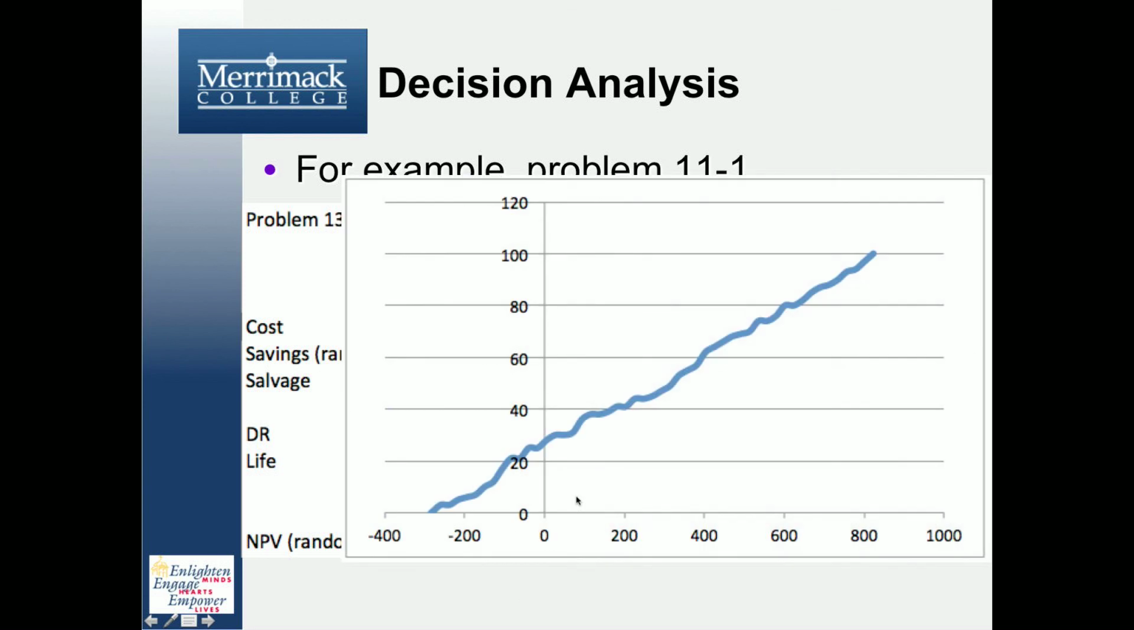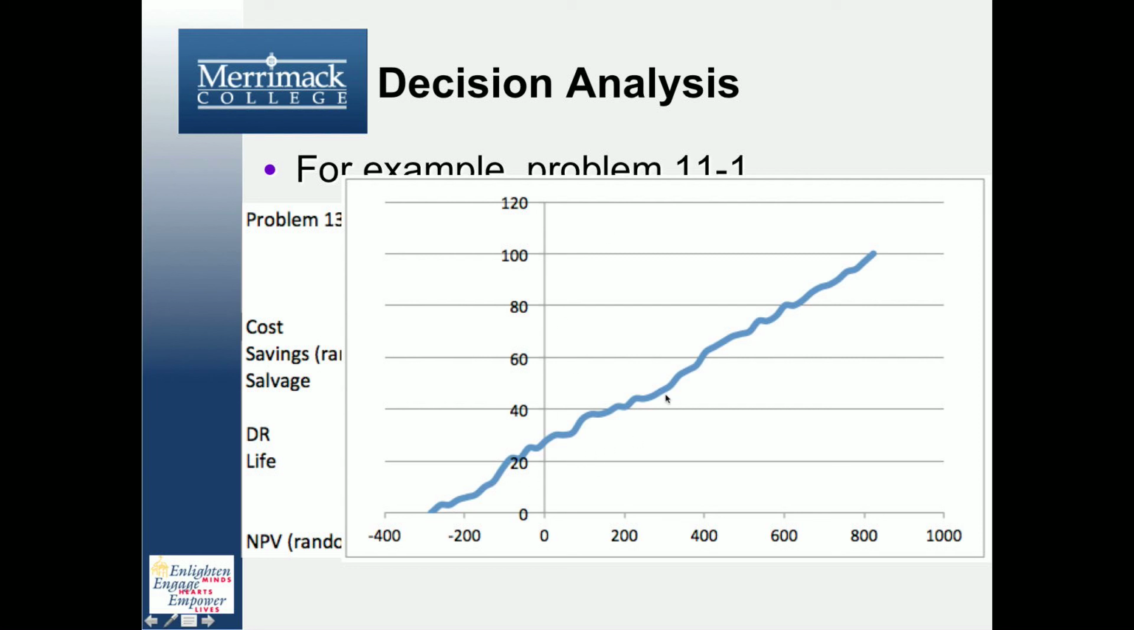I generated 100 observations of net present value using the Monte Carlo technique that I'll show you in the following videos. You'll see how to do this. Don't worry about how to do this yet. You'll see it when you watch those videos. But this is the output. It's basically, like I said, just a cumulative frequency distribution.